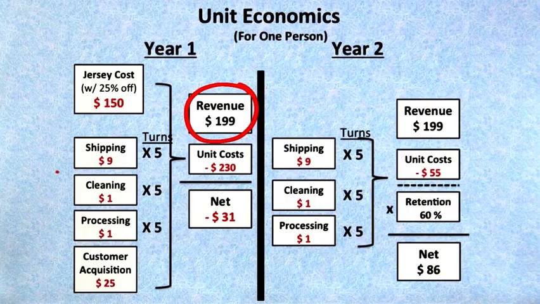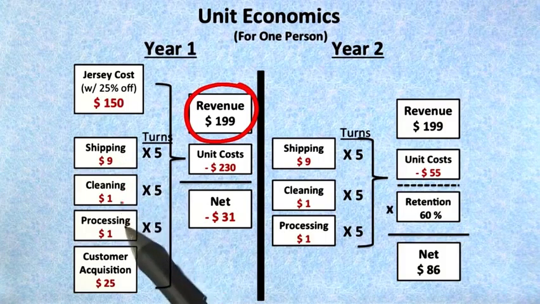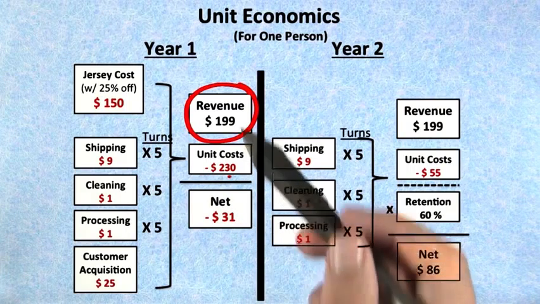So they assumed that the cost of a jersey with 25% off to them, that is to JerseySquare, was $150. They think they'll be able to rent it 5 times during the year, that their shipping cost was about $9, their cleaning cost $1, processing cost $1, and their customer acquisition and activation cost, $25 a team. And so if you take a look at their unit cost, you add all this up, it's $230, but their revenue was only $199.